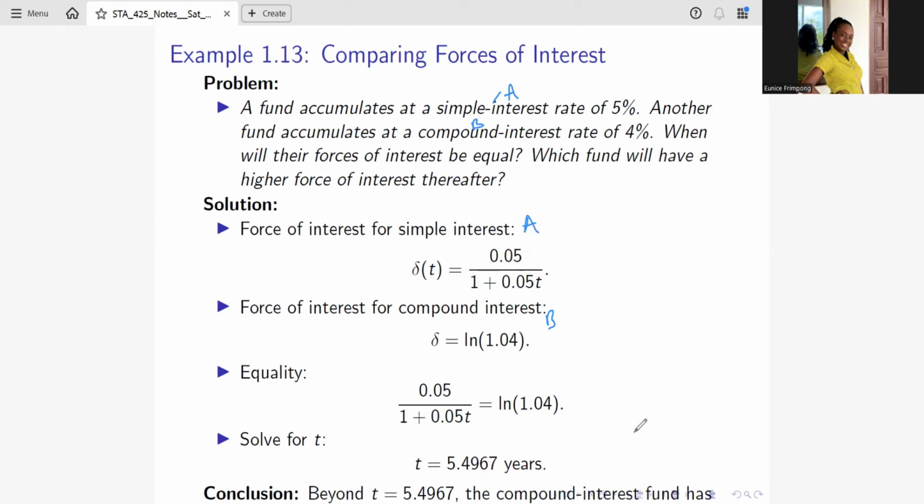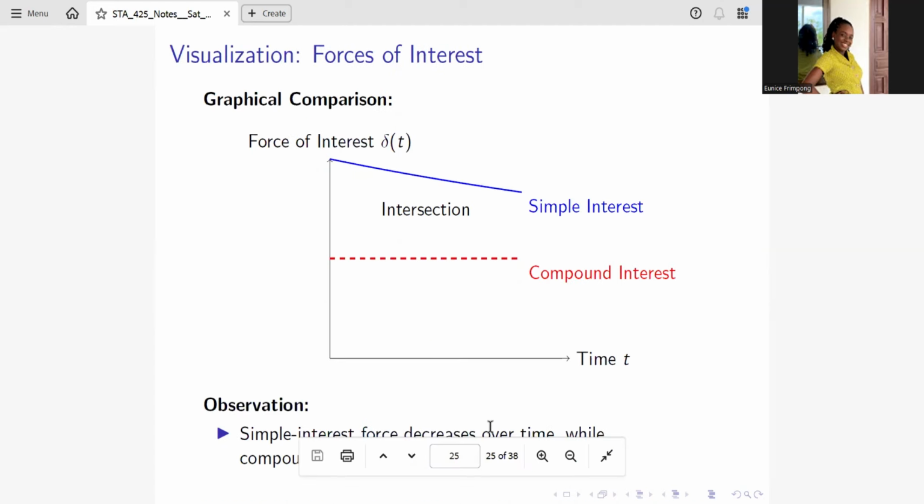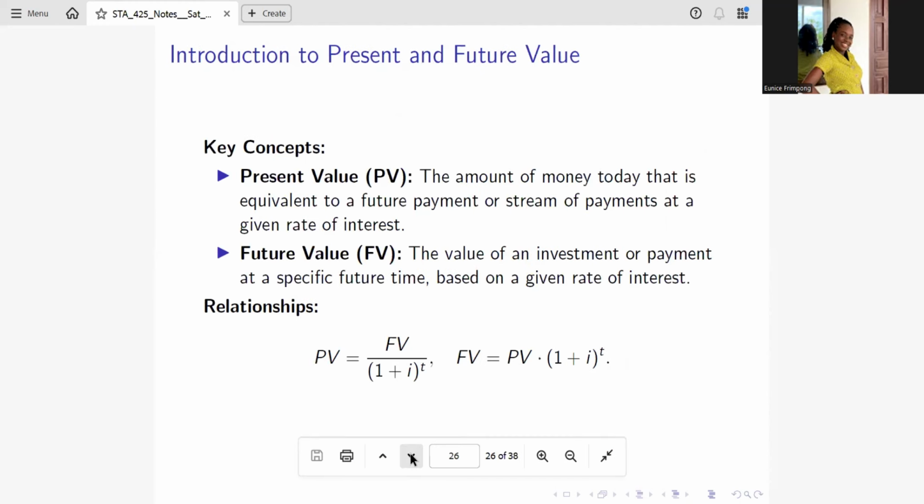Your t now becomes 5.4967. So which fund will have a higher force of interest thereafter? We would say that beyond t equals this number of years, the compound interest will have a higher force of interest thereafter. Now let's visualize what we are talking about. For force of interest, the simple interest reduces over time, but compound interest remains constant.